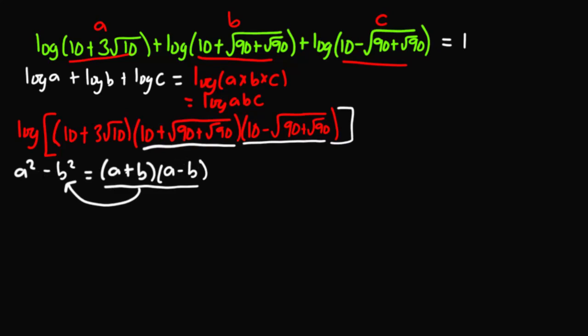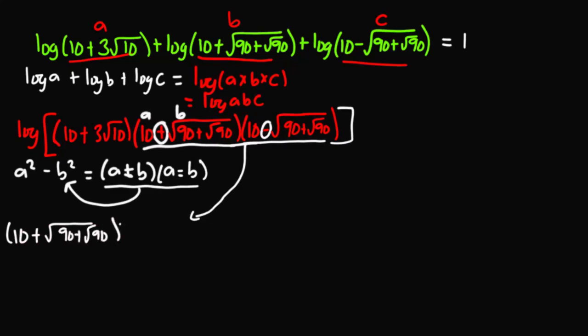So if you compare a plus b multiplied by a minus b, that is exactly what we have here, because we have a difference in the operations. This is positive and this is negative, and that is exactly what we have here. So in this case, our a becomes 10 and our b becomes the overall root of 90 plus root of 90. So let's apply that and see. So let me write 10 plus root of 90 plus root of 90, multiplying 10 minus overall root of 90 plus root of 90.